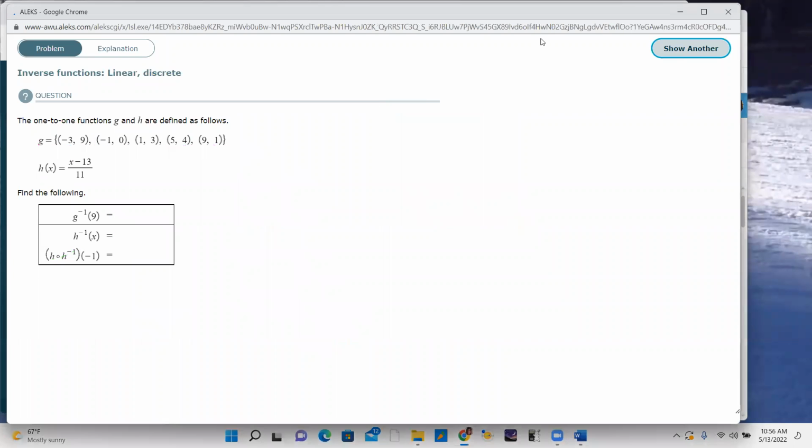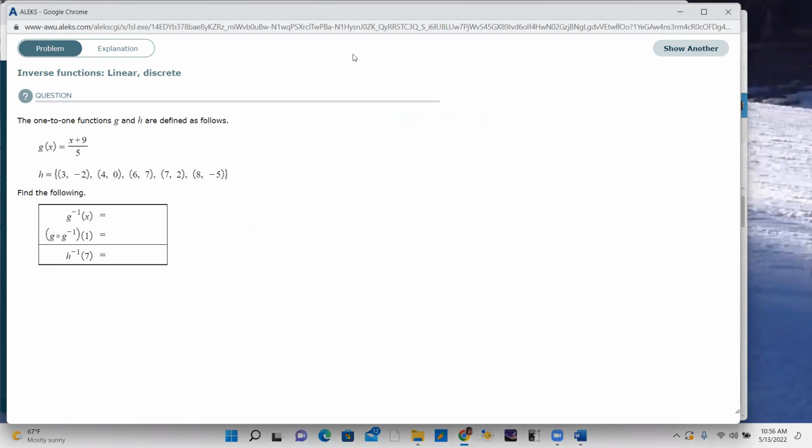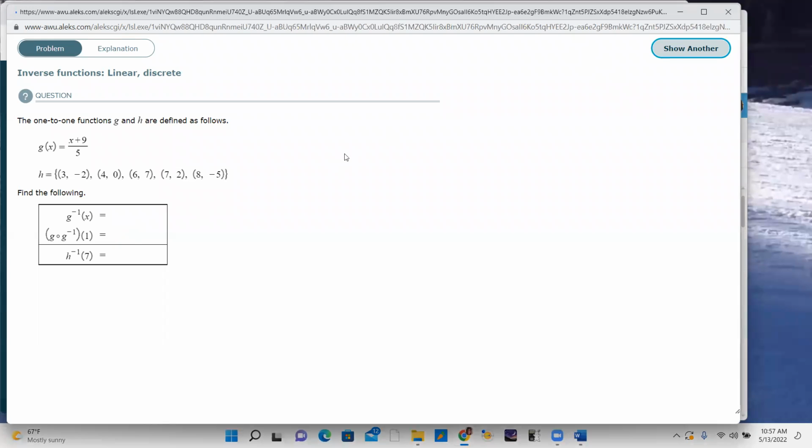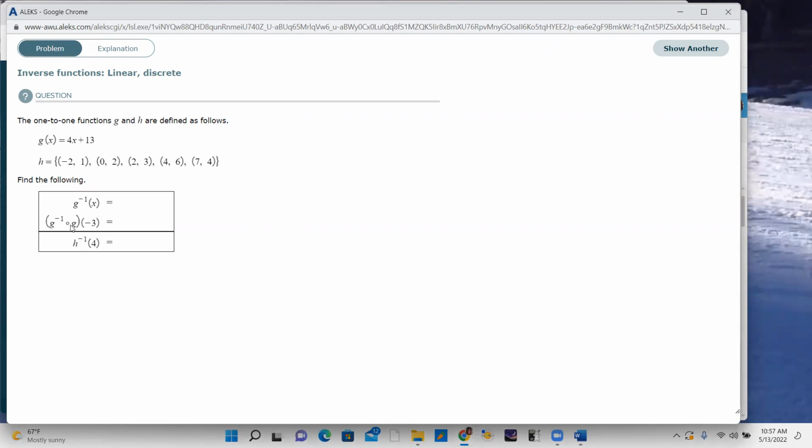So like, G of G inverse of one is one. These two undo each other. You start at one, you end at one. As you go up, you go back, and you're back at one. It doesn't matter which one you do first. And so here, you start at negative three, you're going to end up right back at negative three. It doesn't matter which way you go, you're going to end up right back at negative three.